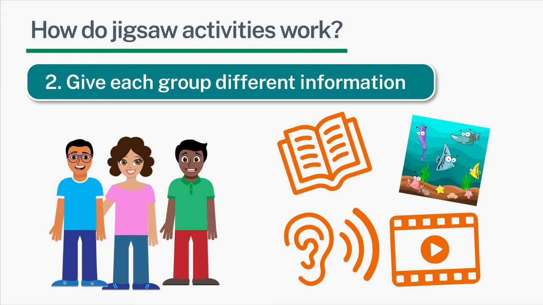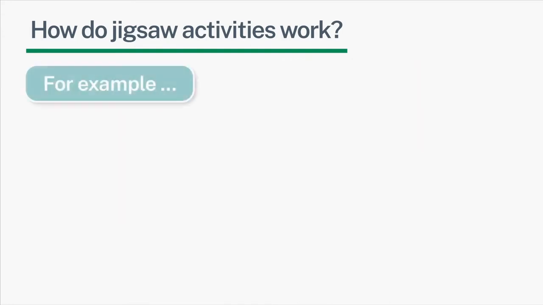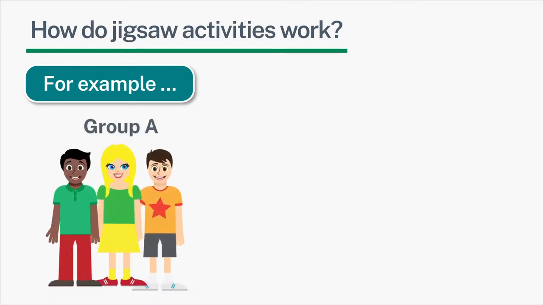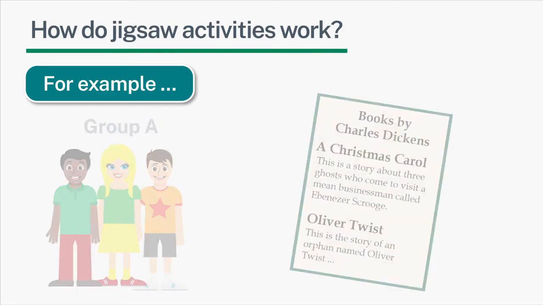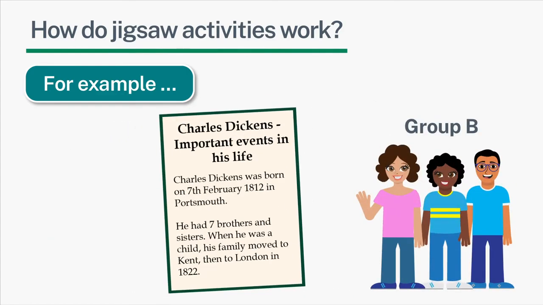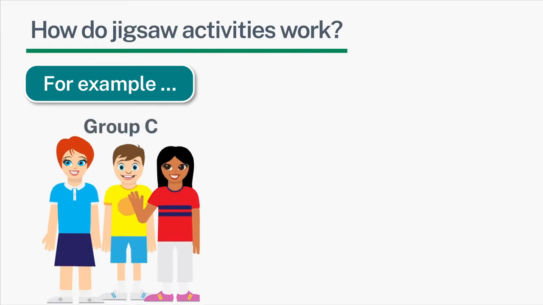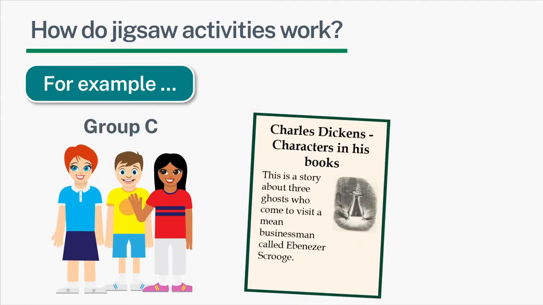Let's consider what this looks like in practice. For example, for secondary learners working on the topic of Charles Dickens, you may give Group A information about books that he's written. Group B could get information about important events in his life. And Group C could get information about characters in his books.